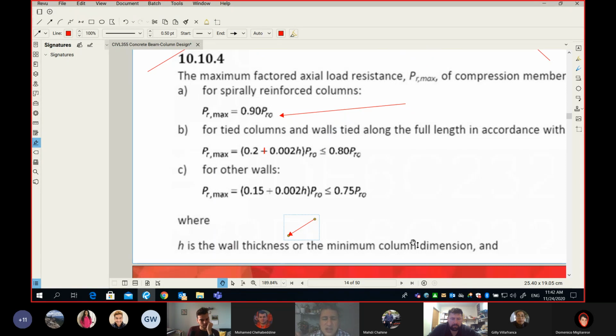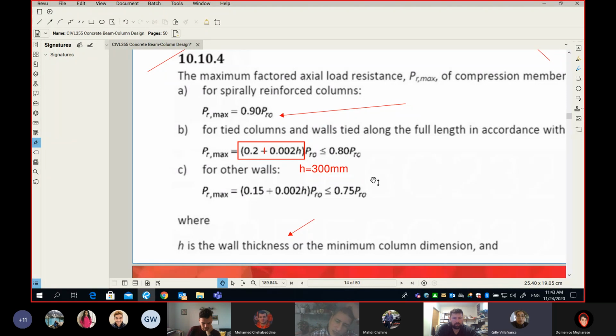Let's say the column is 300 by something, huh? 300 mil by something. Can I get some help? If H is equal to 300 millimeter, please help me and find for me what should be this number here. I'm going to box it out. So I'm going to draw a rectangle around it. So you take the 300, multiply it by 0.002, and then add to 0.2. What do you get? 0.8.